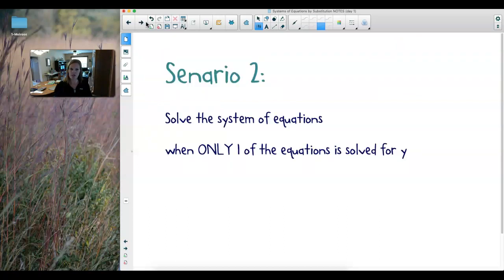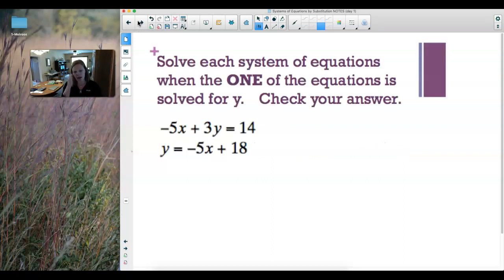Now we're going to look at another scenario, and this one says you're going to solve the system of equations when only one of the equations is solved for y. So again, that's not really that hard. If you look at this system of equations, we don't have both of them solved for y, but just one. So I'm going to take this second equation because it is solved for y, and we're going to substitute that in for y.